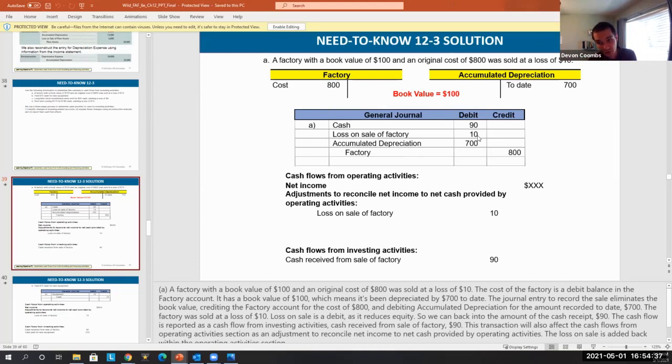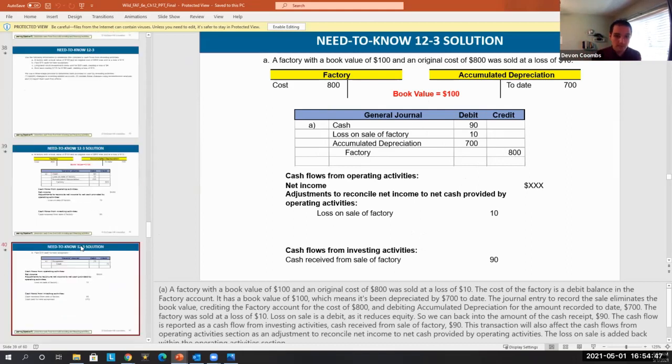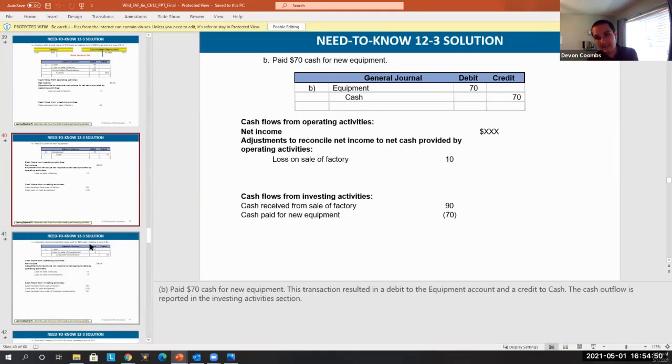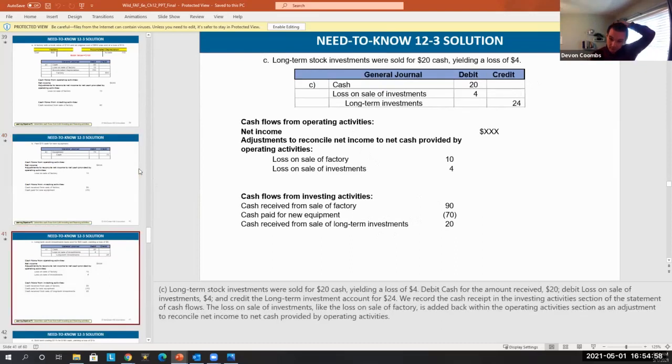I just want you to make sure you know that the loss here is going to be on operating activities, and it's going to be an increase or decrease. The cash we receive is going to be our investing, and is it an inflow or outflow? We paid $70 for new equipment. That's going to be an outflow on the investing. It makes sense if you don't try to overthink it in your head.